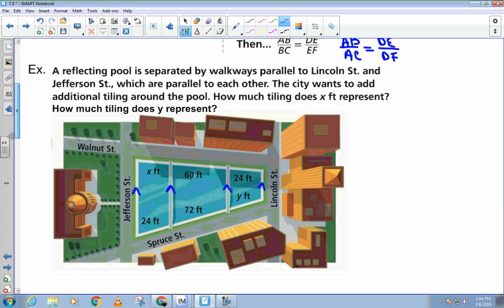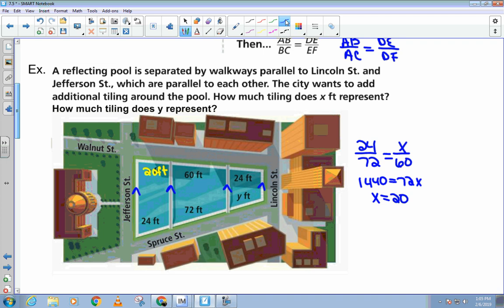24 is to 72, okay? So 24 is to 72 as x is to 60. Good. So we're going to multiply 24 times 60, which is 1440, equals 72x. And x is 20. So this right here, 20.